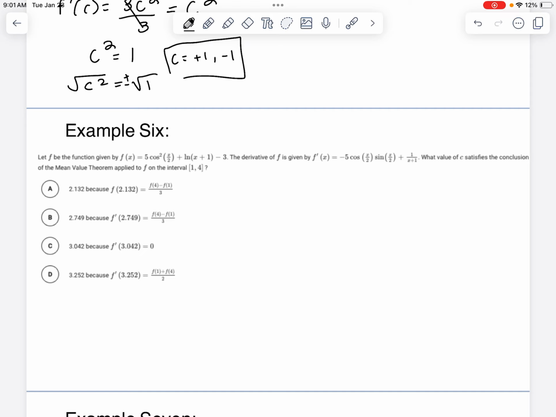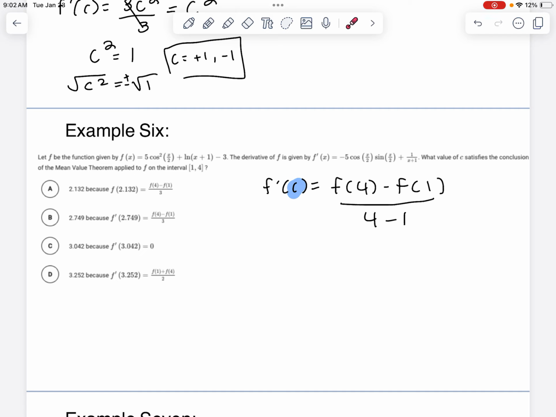So we're going to read through all of these before we actually do any work, okay? So 2.132, because f of 2.132 equals f of 4 minus f of 1 over 3. So real quick, let's just set up the mean value theorem. It says f prime of c equals, the interval is 1 to 4, so it will say this, okay? And then we're essentially just trying to figure out what this value is right here. There's a problem with this. Feel free to try to identify it real quick, if anybody sees it.